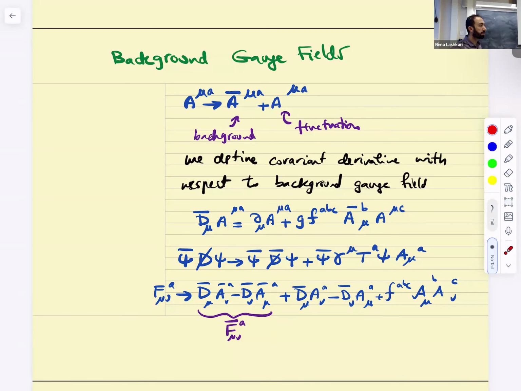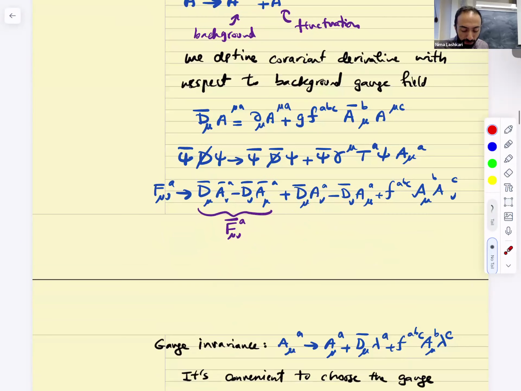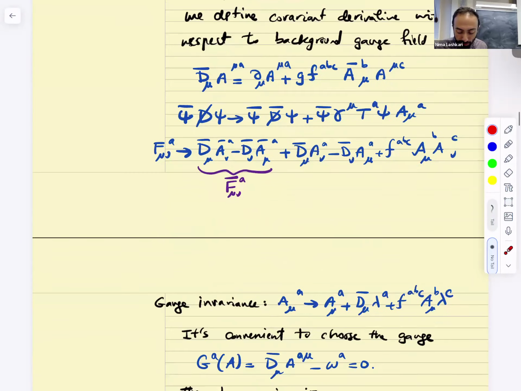So we defined the covariant derivatives with the background gauge field, and we expanded everything in this form. All the bars mean that they're background gauge fields, so there's F mu nu bar. All right, I actually went through these. We have a lot to discuss, so let me go a little bit faster. Let me just present this. So here's the Lagrangian.